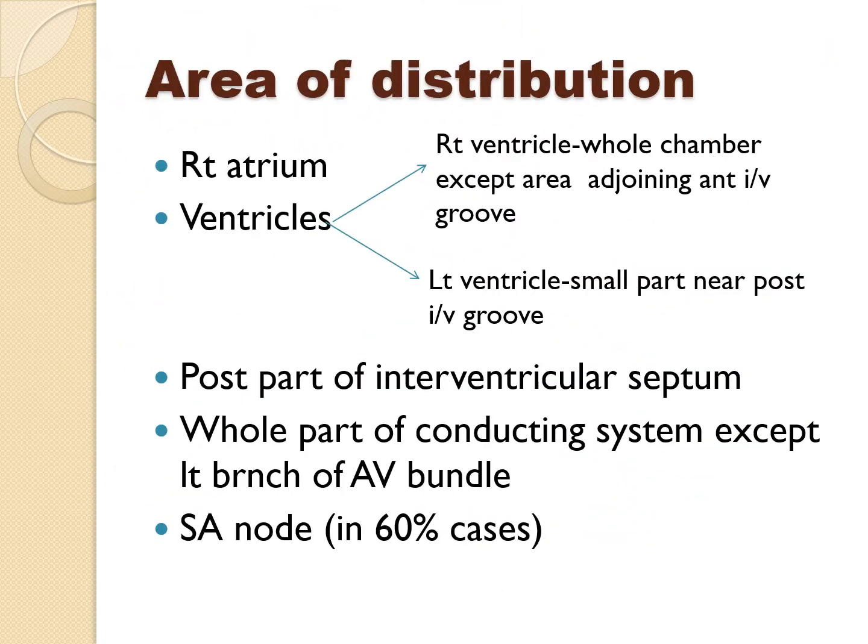Now the area of distribution of the right coronary artery. The right coronary artery mainly supplies the right atrium, then the right ventricle, the whole chamber except the area adjoining the interventricular groove, and a small part of the left ventricle near the posterior interventricular groove. The right coronary artery supplies these areas. It also supplies the posterior part of the interventricular septum and the whole of the conducting system, except the branch of the AV bundle, and the SA node.